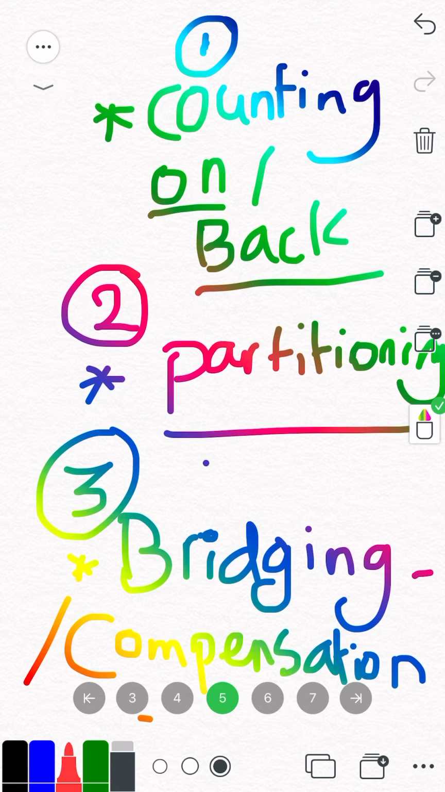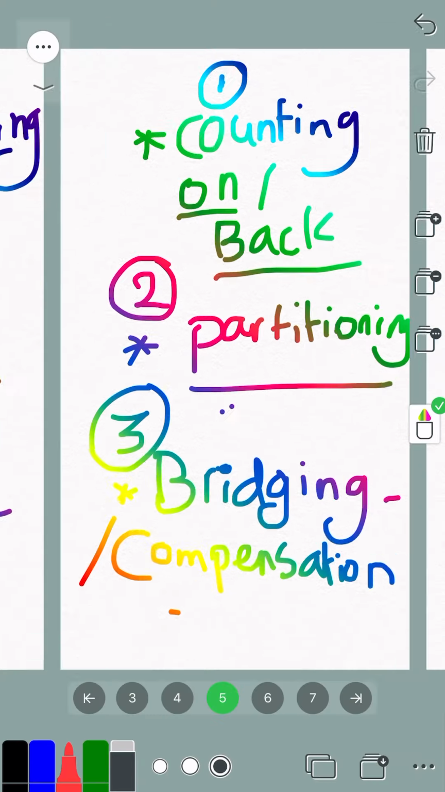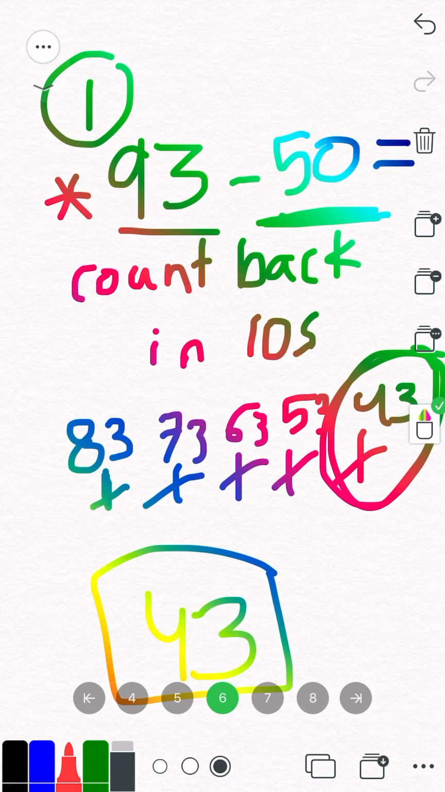The second way is partitioning. We split up one or two of the numbers into hundreds, tens, and ones, and then we do the subtraction. The third way is bridging or compensation. This way is all about making the numbers easier for you to subtract. I'm giving you examples now to make you understand each way.